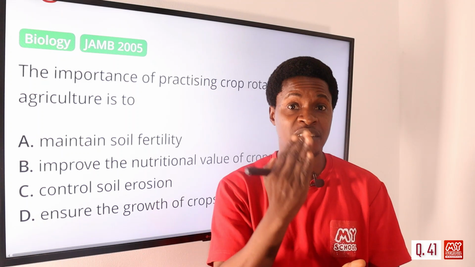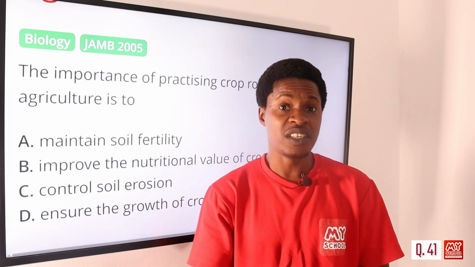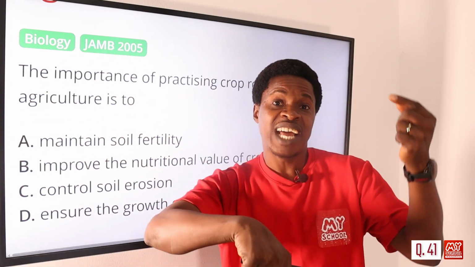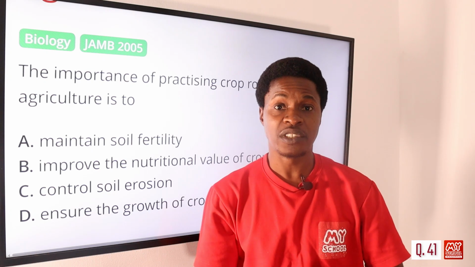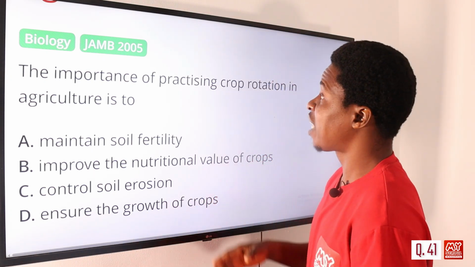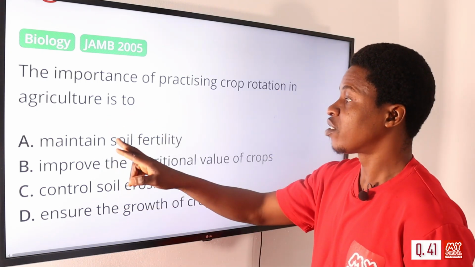You plant a particular crop this year, the following year you plant another type of crop, the following year you plant another one. So it could be 4 or 5 years before you come back to plant the crop you started with in the first year. If you studied that in agriculture, you would have known that well. So the importance of practicing crop rotation in agriculture is to maintain soil fertility.